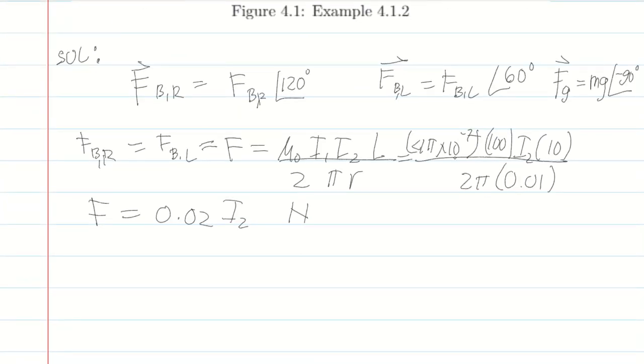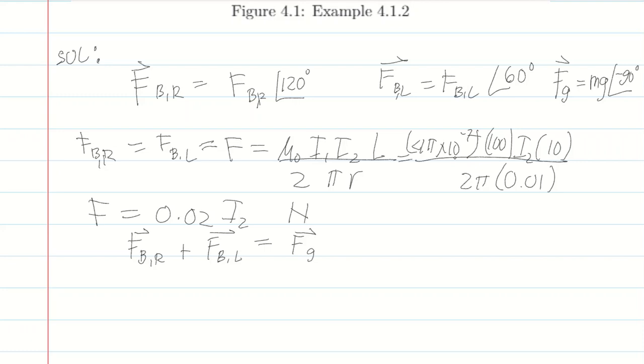So we can say that if we use the complex method, FBR plus FBL, vectorially, this should be equal to FG vectorially. So if we solve this one, what's FBR and what is FBL?